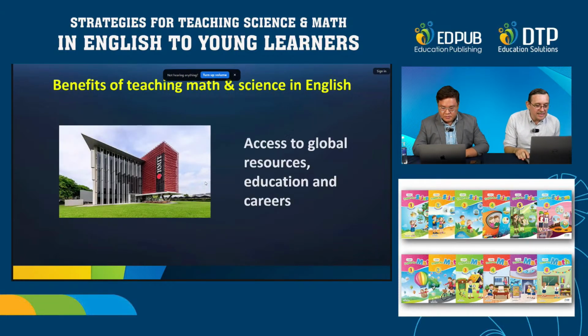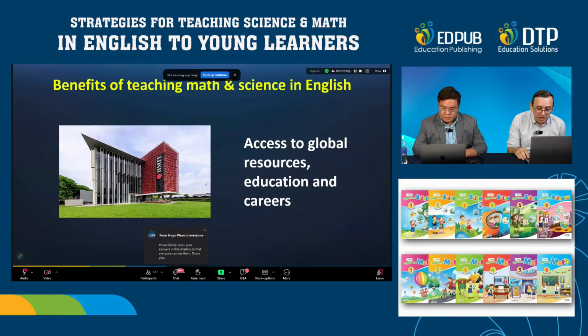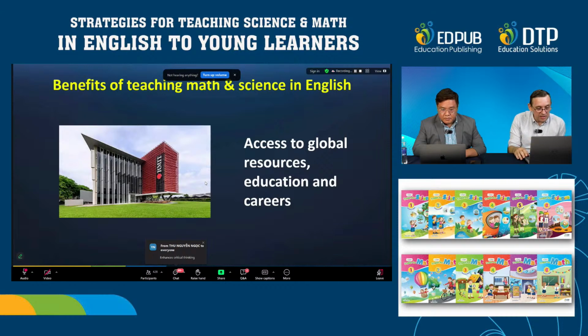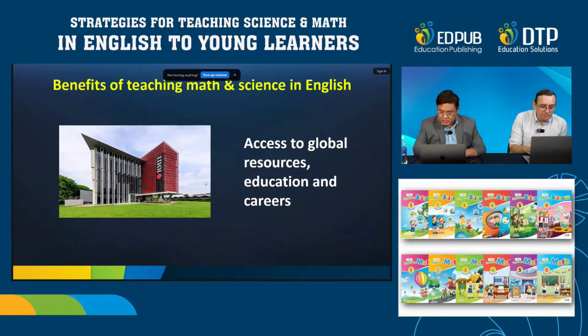We've also got access to global resources, education and careers. Somebody in the chat said about how you can go on to international education. So the language of science and math is English. Nearly all literature, research papers, online resources are available in English. So if you want to go and study overseas or study at an international university within your country, like the RMIT in the picture, then understanding the concepts and the language of math and science is crucial.